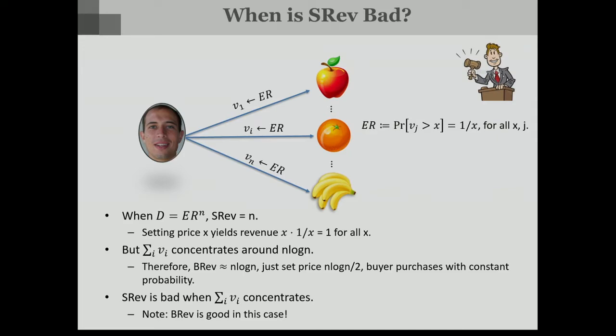But it turns out that the sum of values concentrates pretty tightly around n log n for these distributions. What does that mean? That means you can set a price equal to n log n over 2, and then the buyer will choose to purchase with pretty high probability, so Brev is something like n log n. So this is an example that shows that Srev can't guarantee better than a log n approximation. The takeaway is that Srev seems to be bad whenever the sum of values concentrates. But we can note that Brev is at least good in this case.